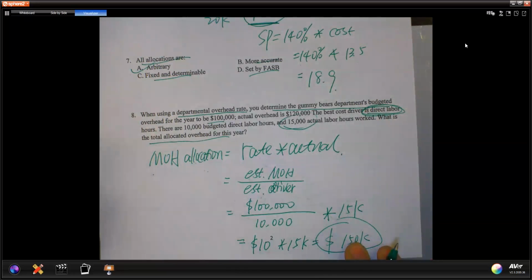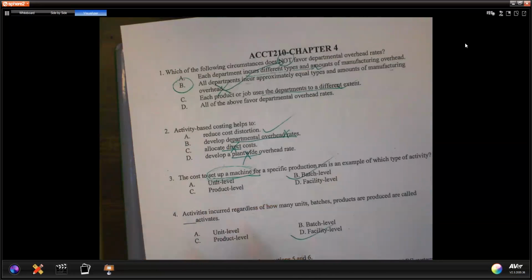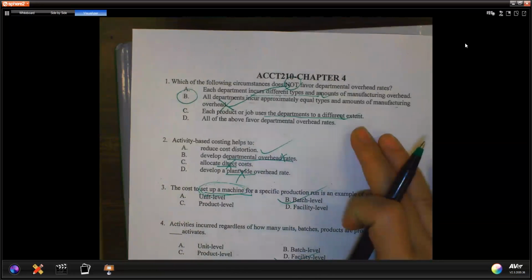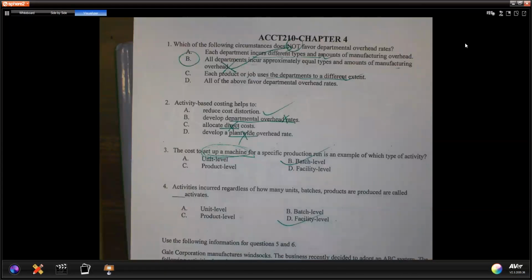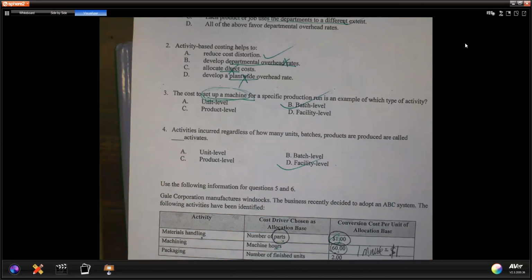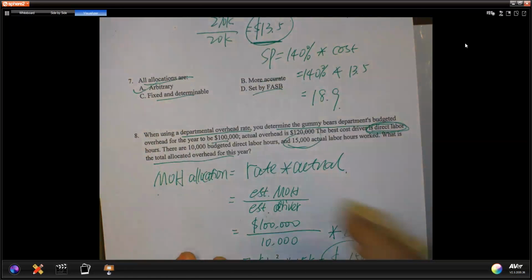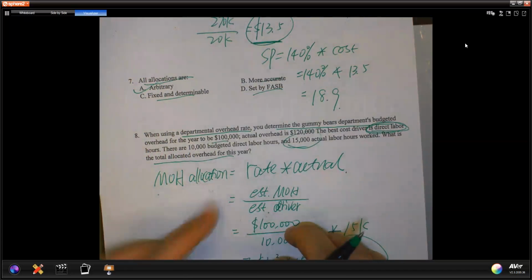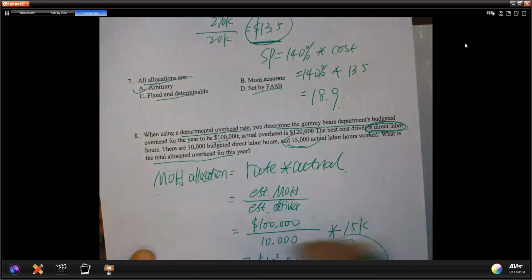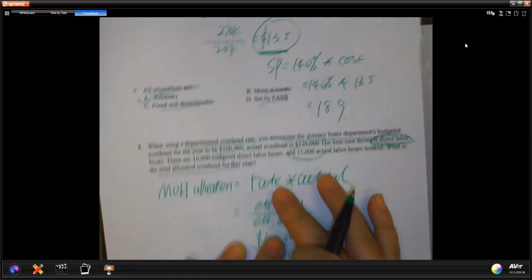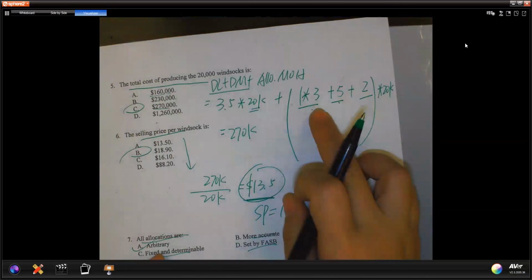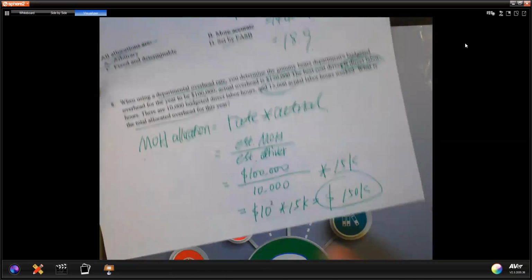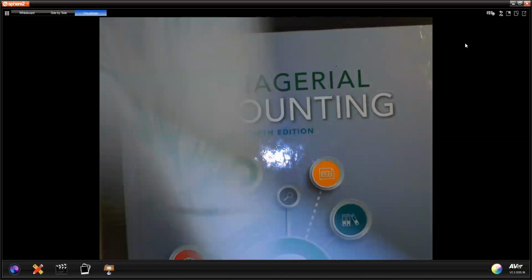So for chapter 4, there's really not much else. Make sure you know the background, and make sure you know how to do ABC costing, manufacturing overhead allocation, and also the departmental rate manufacturing overhead cost allocation. The concept is always the same: you use your rate times your actual activity, your rate times your actual cost driver.